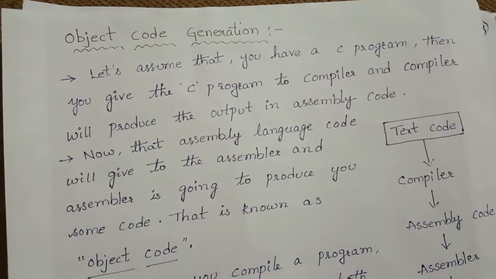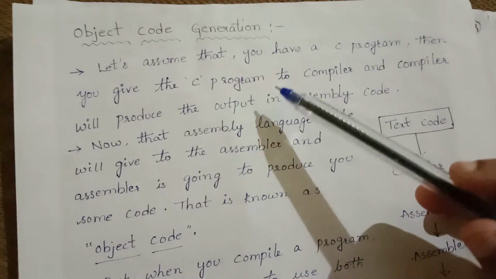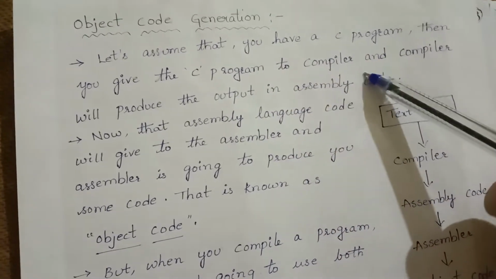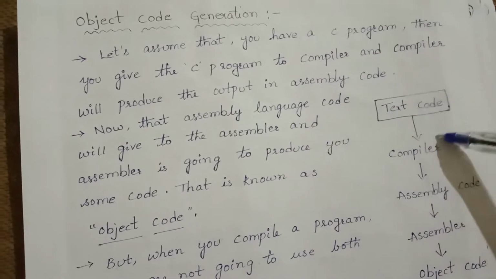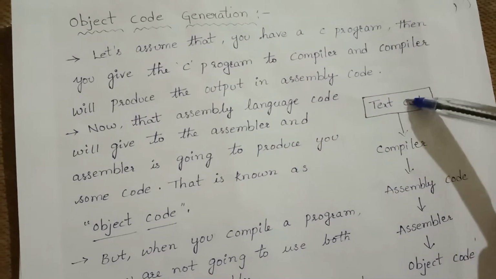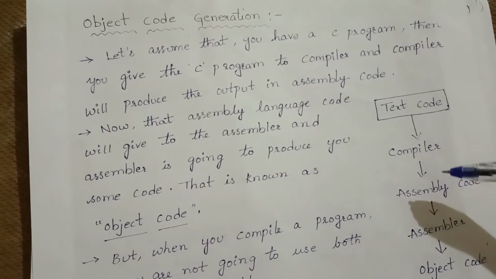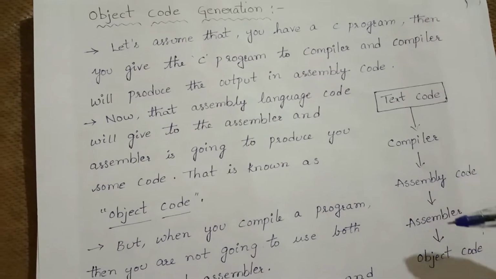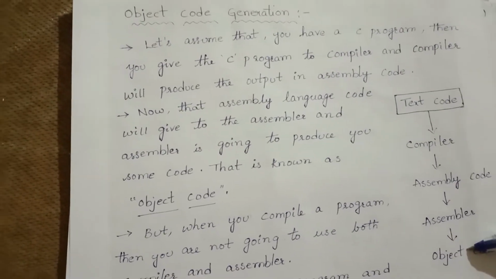Object code generation. Let's assume that you have a C program. Then you give the C program to the compiler, and the compiler will produce the output in assembly code. So let's take one code, and that code is given as an input to the compiler. The compiler will generate the assembly code. That assembly code is given as an input to the assembler. Then the assembler will produce the object code.